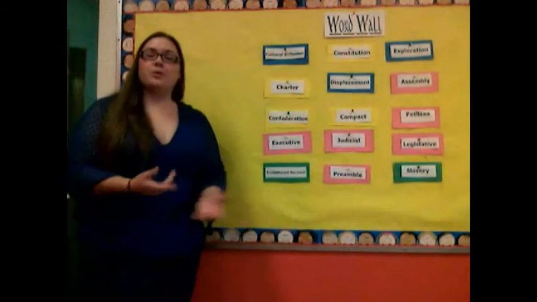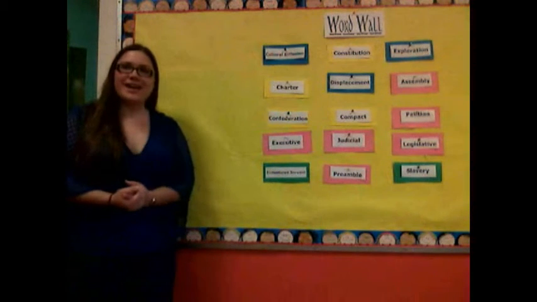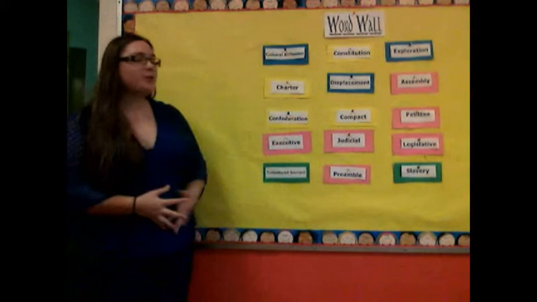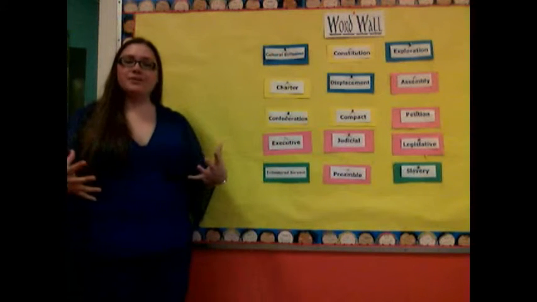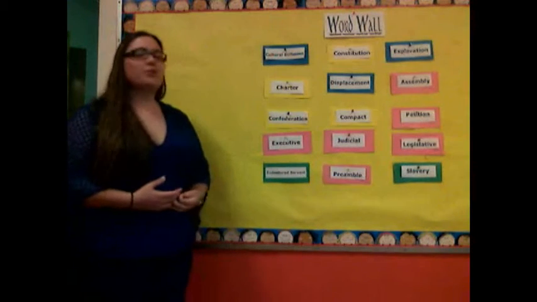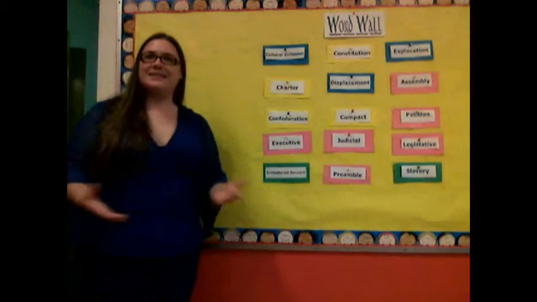Here we have an example of a word wall that could be used in a high school history class studying the beginnings of the United States. As you can see, the use of color is extremely important to make the wall pop out and create a welcoming and warm environment. Also, large fonts are important so that the words can be seen throughout the entire class.